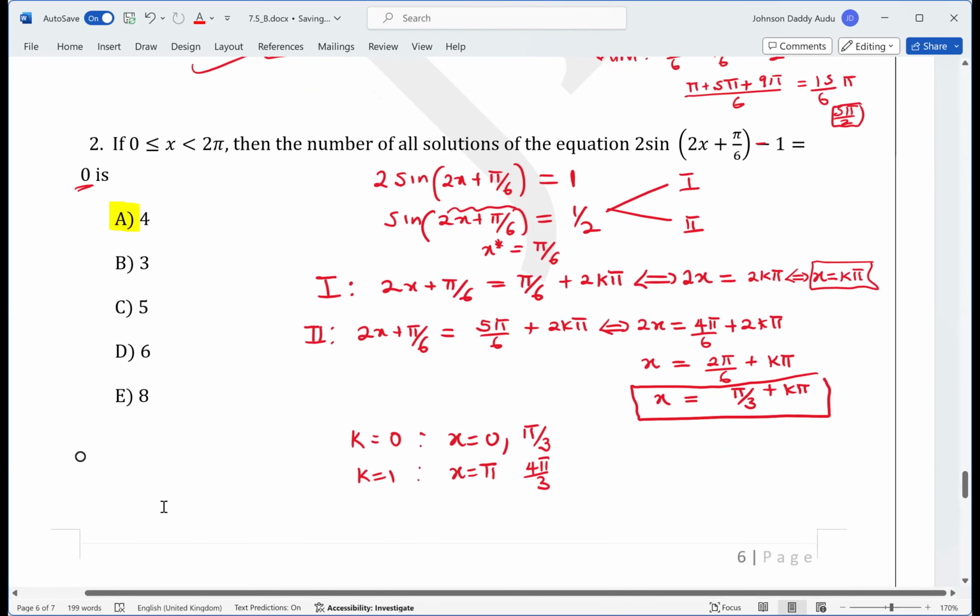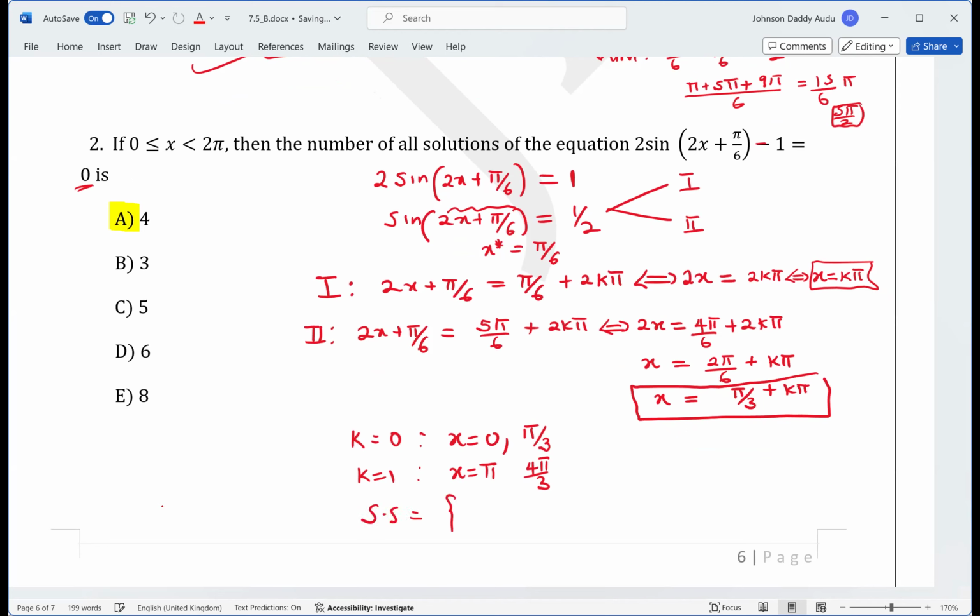We cannot say k to be 2. If k is 2, then it will exceed our domain. So, and you can see all of these answers are good. So this is our solution set. We have only 4: 0, pi over 3, pi, and 4 pi over 3.